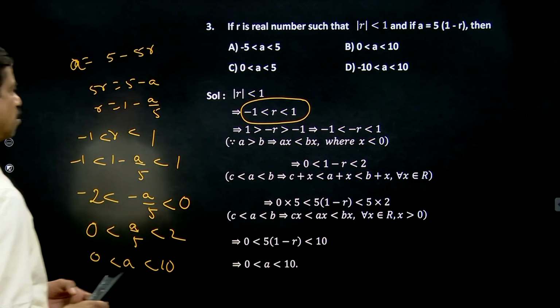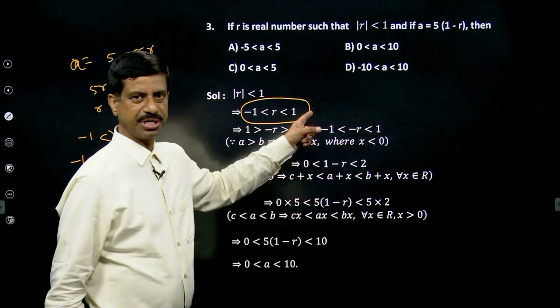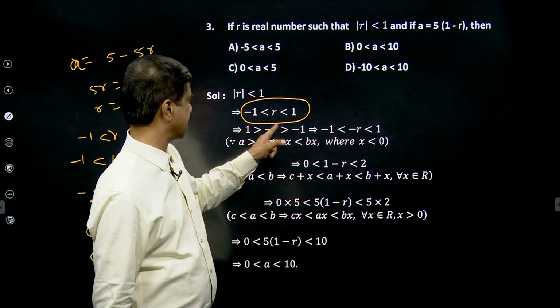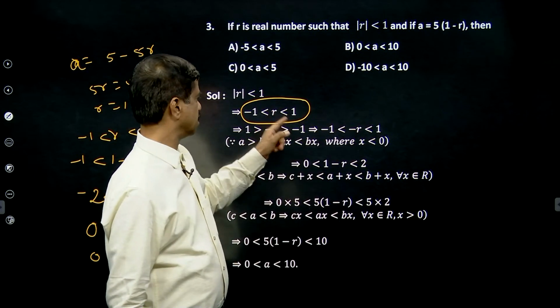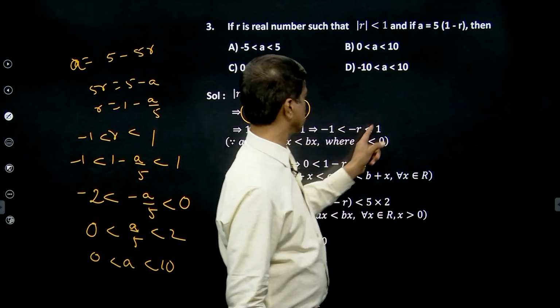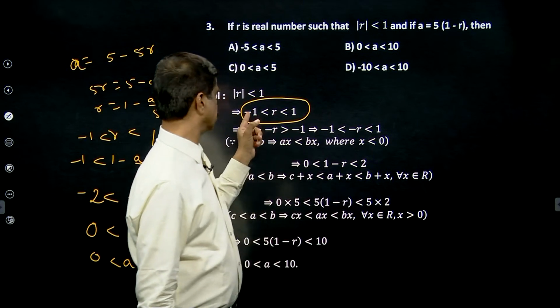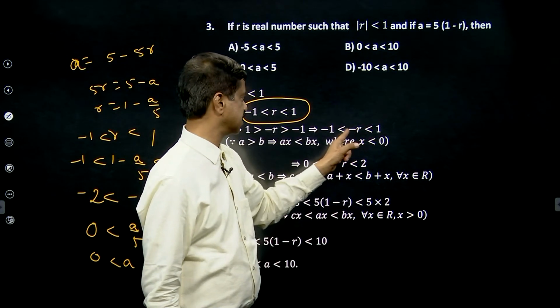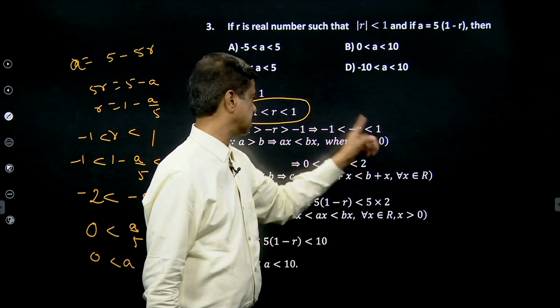Yes children. Now if you have any doubt here, you want me to discuss this also? Okay, look at this. r is greater than minus 1, less than 1. So we want minus r, isn't it? So multiply by minus sign. So this becomes minus 1, this comes here, 1 goes that side. Minus r is greater than minus 1, less than 1.